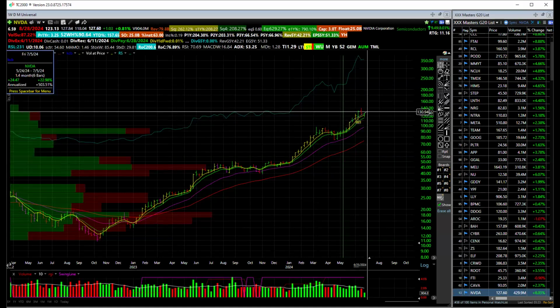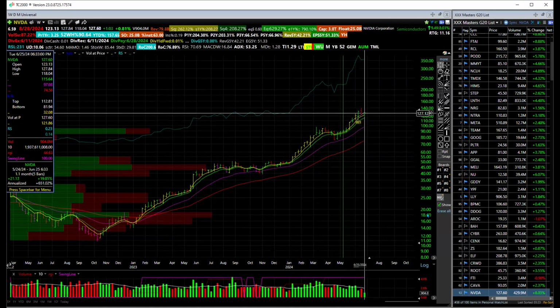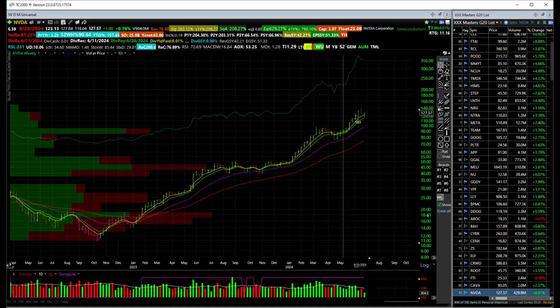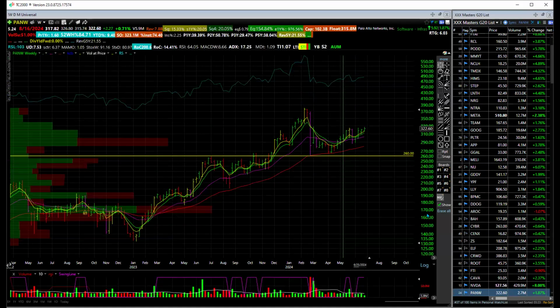And it's already moved up, good 20%. So this one, Palo Alto, again, I'm working on the right hand side of its base.